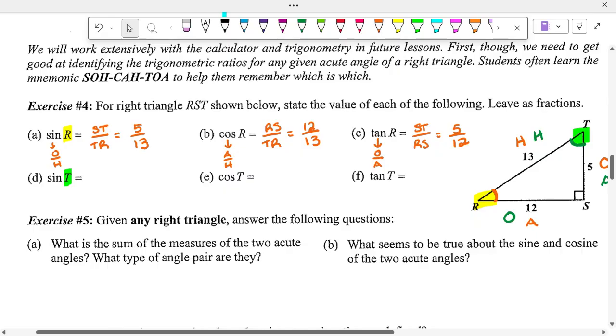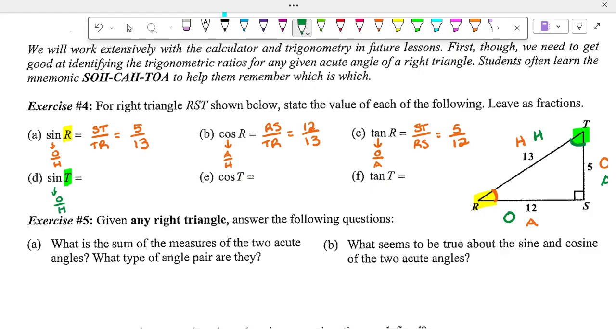So sine of t, we're still doing opposite over hypotenuse. So what two sides would that be with angle t in mind? So what's my opposite? What's my hypotenuse? So it'd be RS over what? What's my hypotenuse? What side? TR. So that would be 12 over 13.